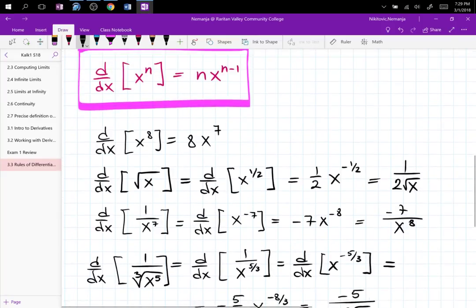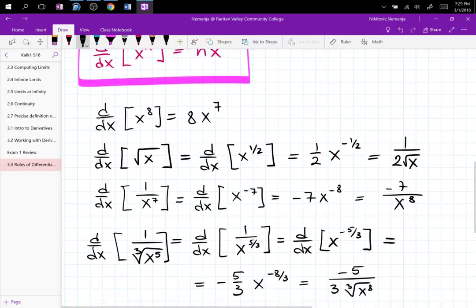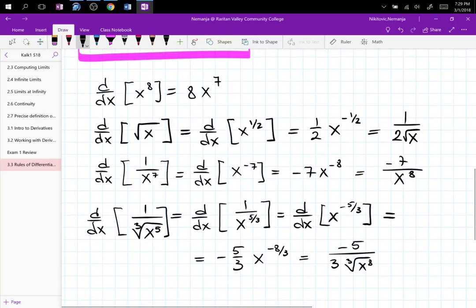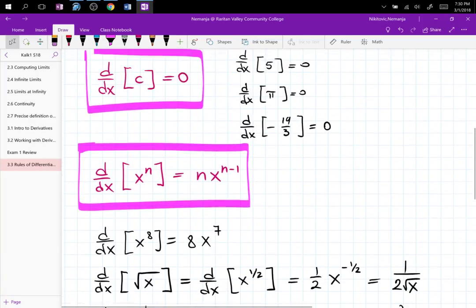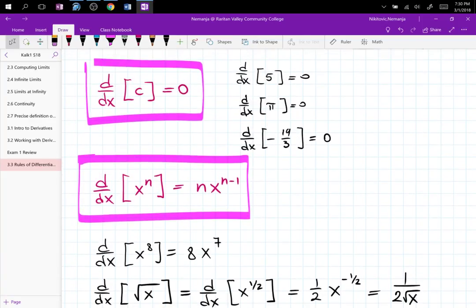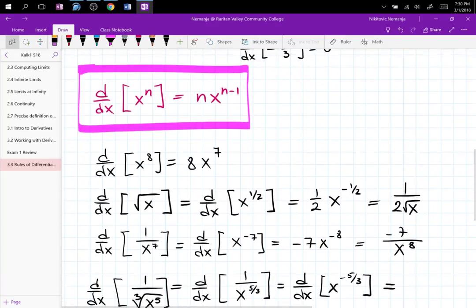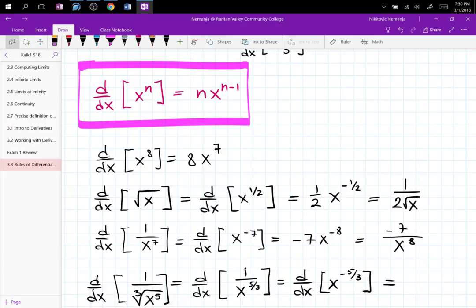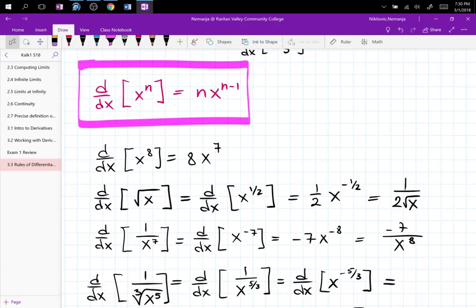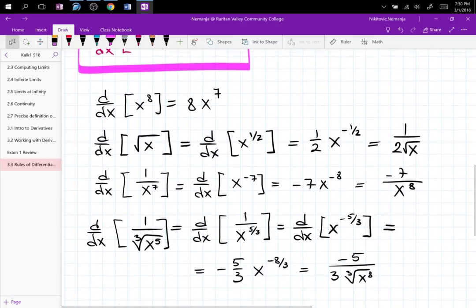So we have the derivative of the constant is 0 and the derivative of x to the whatever exponent n is given by n times x to the n minus 1. So we're just subtracting 1 from the exponent every time.